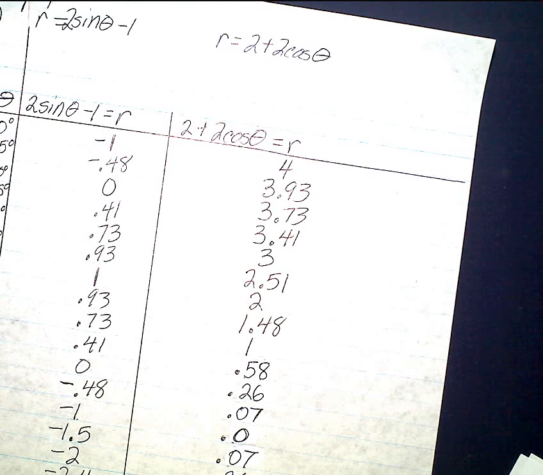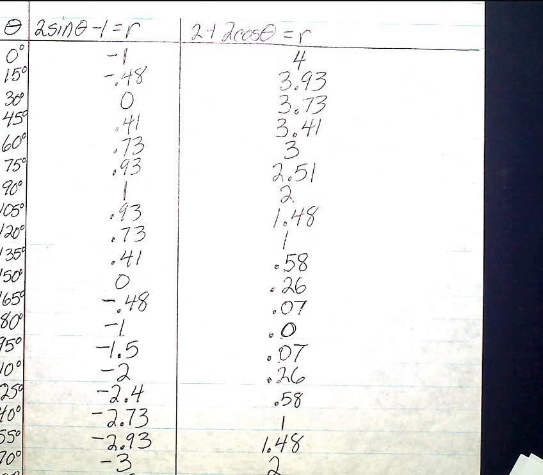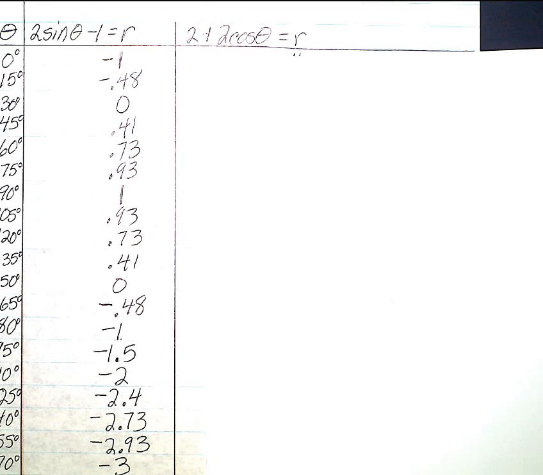Thank you. All right, so now I would like you guys to take and fill in the table of values for 2 plus 2 cosine theta for these same angles, and take a minute and see if you guys can do that, and then we'll work on graphing that one on the other grid that you have. You have 2 extra grids, so we'll try it.